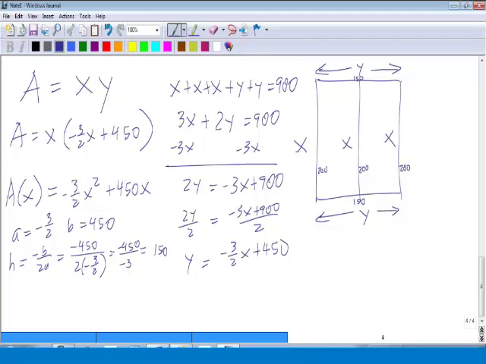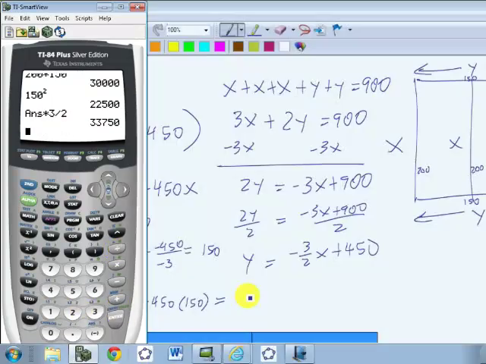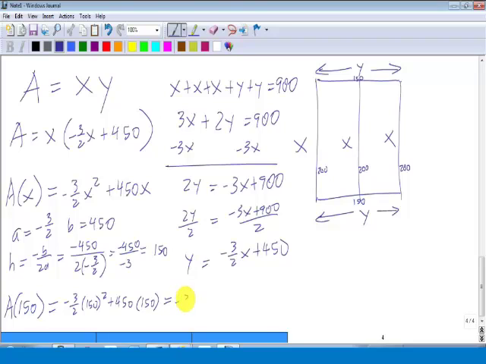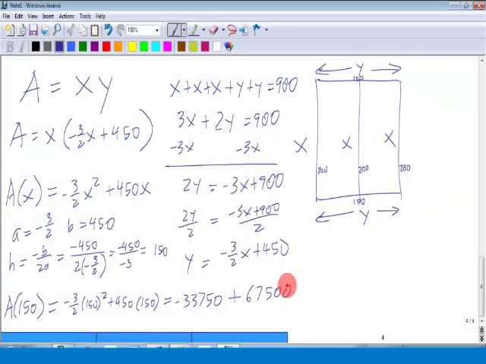The area function, or the y coordinate, gives us that area. So let's see what that is. Area, if the width is 150, would be negative 3 halves times 150 squared plus 450 times 150. Well, 150 squared times negative 3 over 2 is negative 33,750. And 450 times 150 is 67,500.